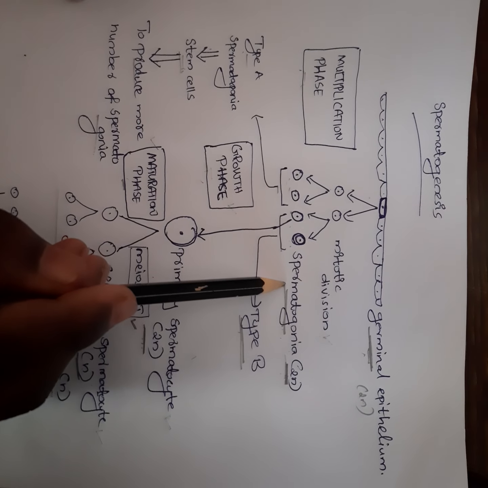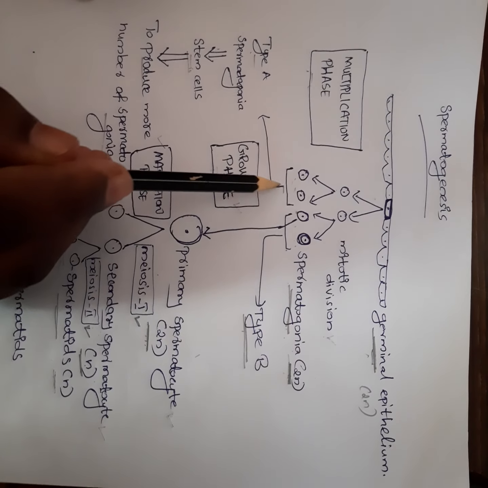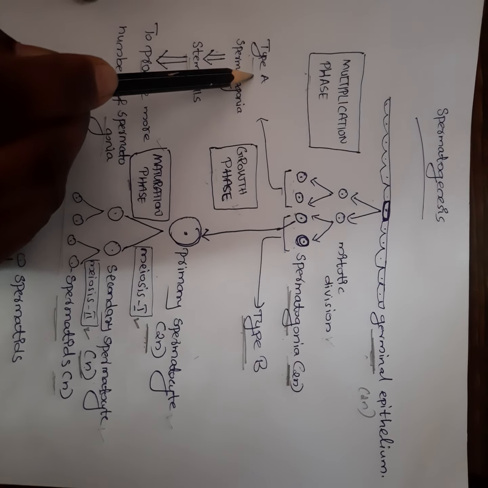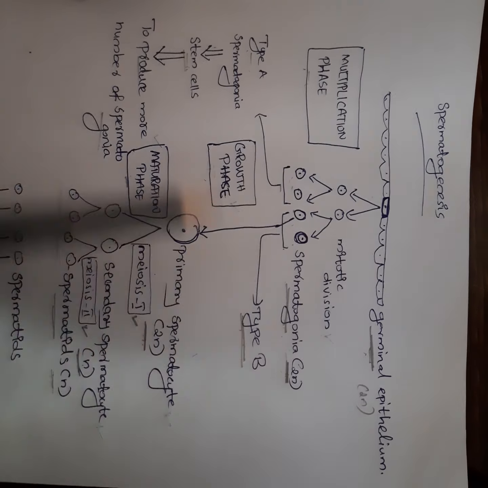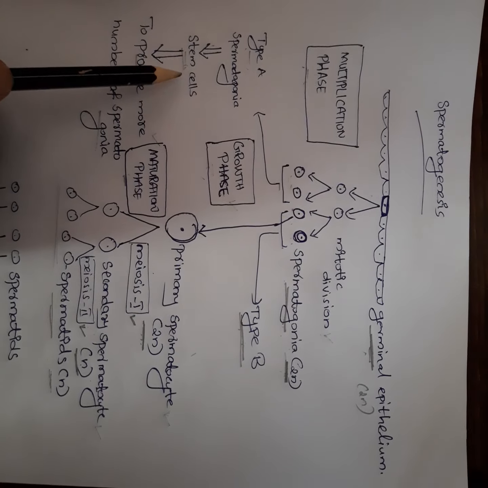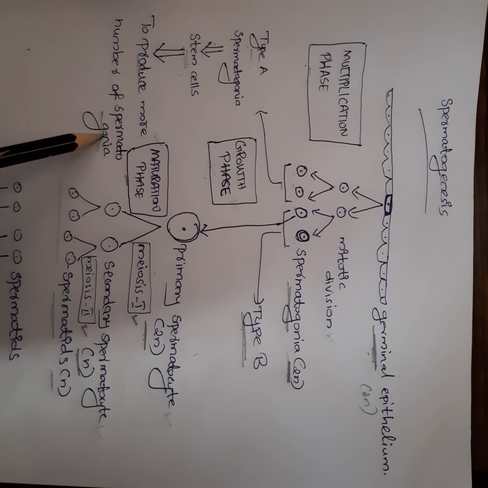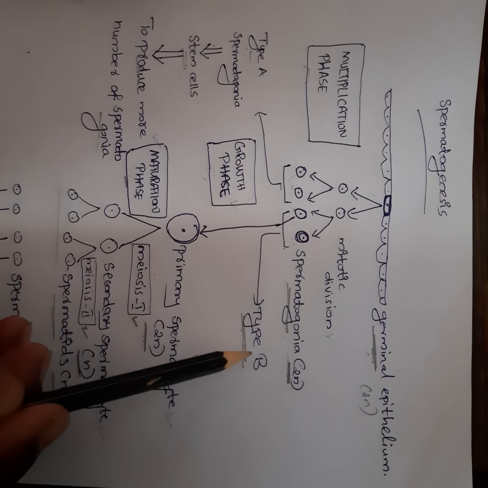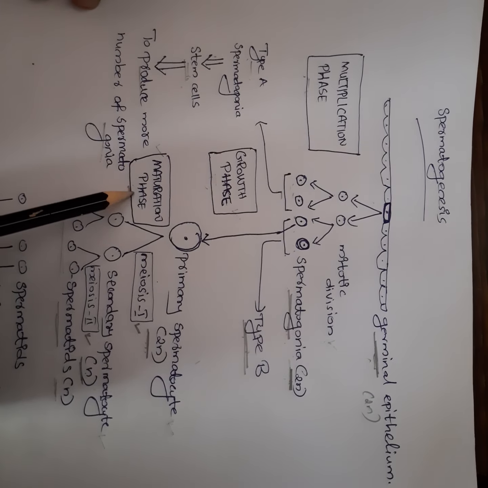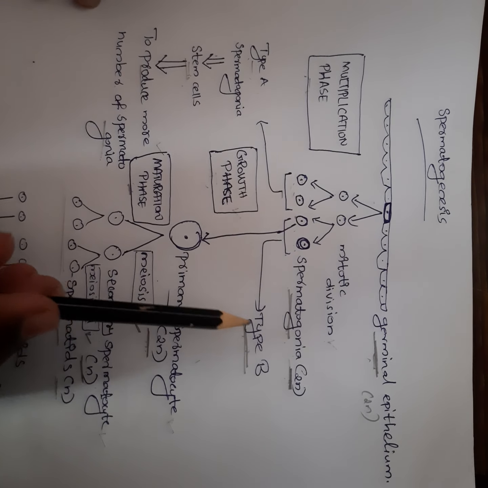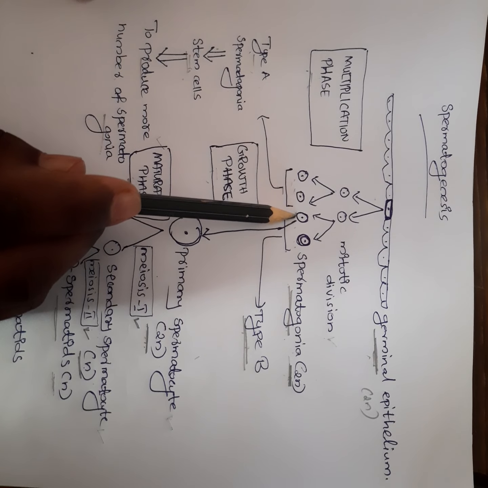This spermatogonia can be divided into two types. Half will be type A spermatogonia and the remaining half will be type B. What is the difference? Type A spermatogonia will act as stem cells and help to produce more spermatogonia. But the type B spermatogonia will undergo the growth phase and maturation phase. I'm taking one of the cells from type B spermatogonia.